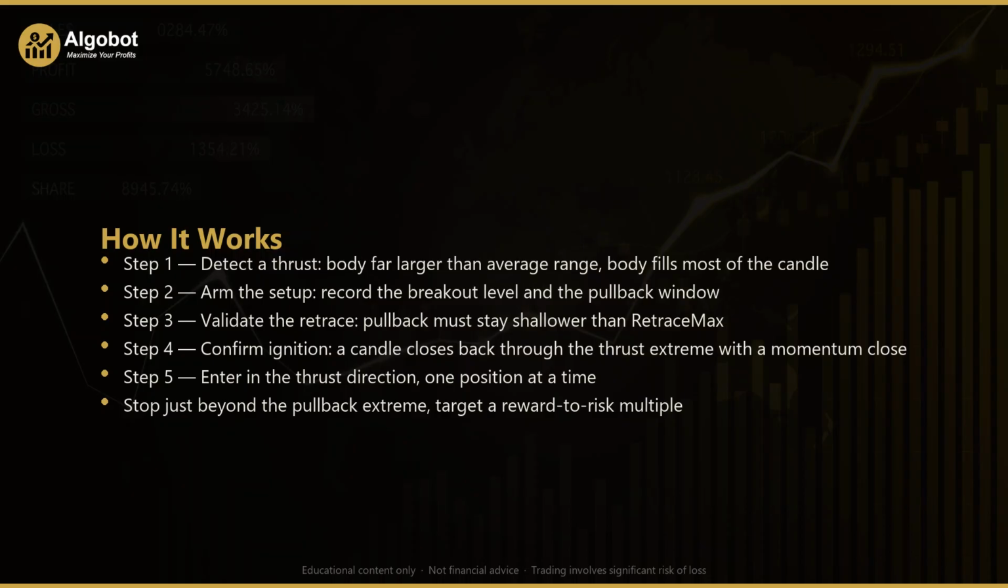Third, the strategy looks for ignition. While the pullback stays shallow, it checks whether a candle has closed back through the breakout level. For a long, the close must push above the thrust's high. For a short, the close must drop below the thrust's low. On top of that, the closing candle must show conviction, what the code calls a momentum close, meaning it closes in the leading 60% of its own range in the trade direction. When both conditions line up, the strategy signals an entry in the thrust direction.